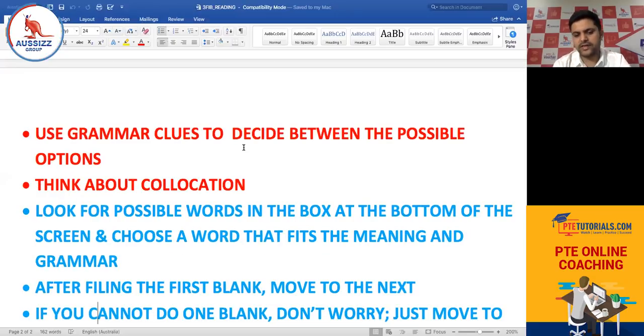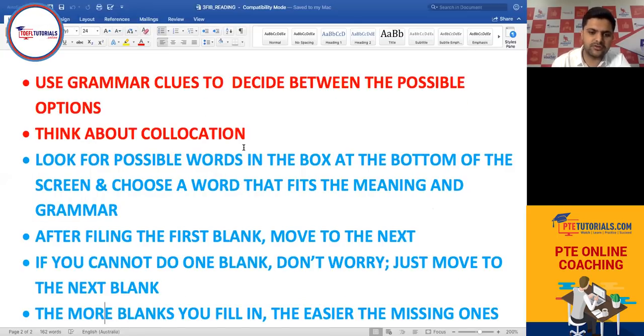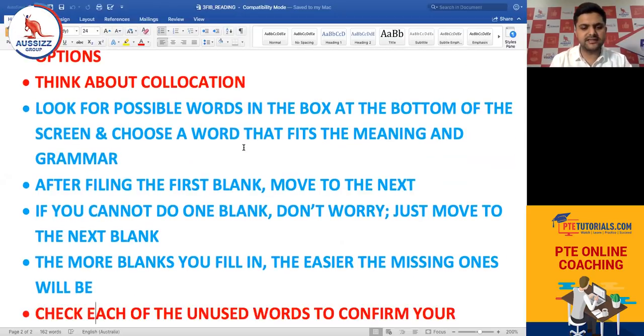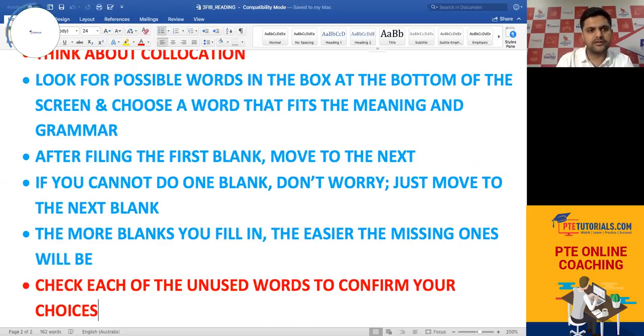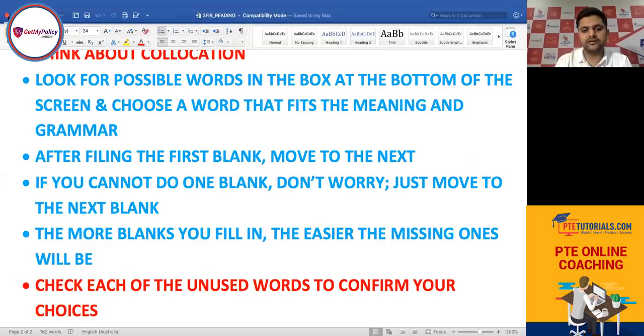Now, once you fill up that first blank, then move to the next blank. And if you cannot do one blank, it's okay, don't worry. Just move to the next blank, because the more blanks you fill in, the easier the missing ones would be. And once you have finished doing this, just check all the unused words. That means after putting all the words in the boxes, you would have some unused words at the bottom of your screen, maybe 3 words. Just try to confirm that whatever you've chosen is correct or not.